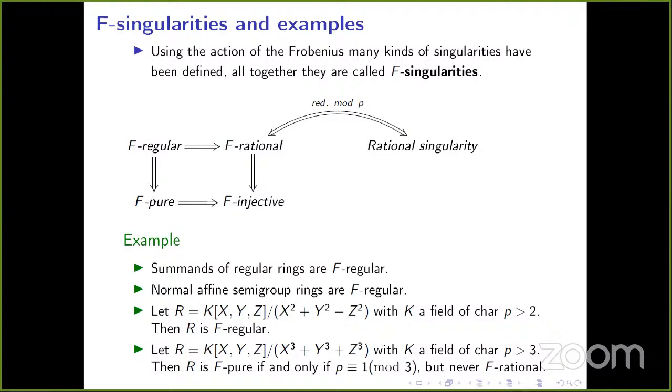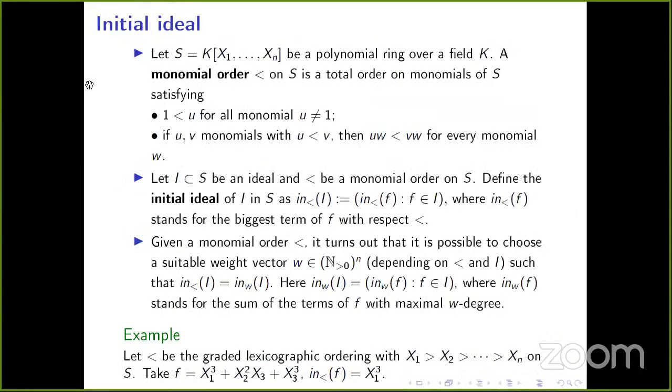Let R be the hypersurface ring defined by x cubed plus y cubed plus z cubed, where k is a field of characteristic greater than 3. Then R is F-pure if and only if p is congruent to 1 mod 3, but the ring is never F-rational. So this is a short overview of F-singularities. Now we move to what is called Gröbner deformation.